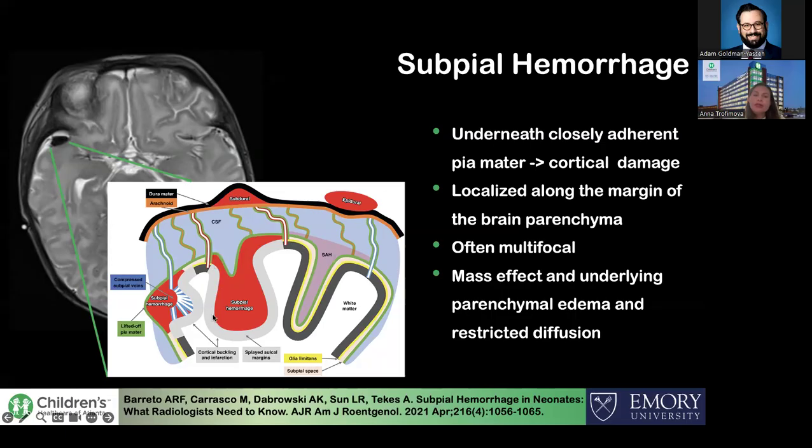And as you can see illustrated on this diagram, the blood collects underneath the very closely adherent pia mater, which is depicted here in green. And the subpial hemorrhage basically gets collected between the pia mater and the cortex of the underlying brain parenchyma, which basically leads to the development of a very local compartment syndrome and may result in mass effect, as well as development of parenchymal edema and restricted diffusion within the subjacent brain parenchyma.